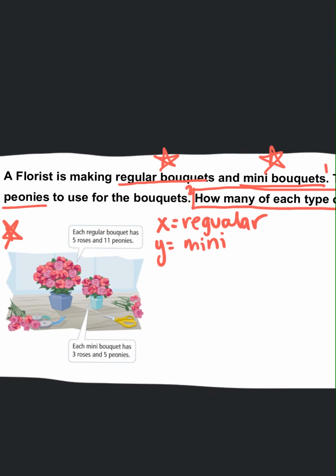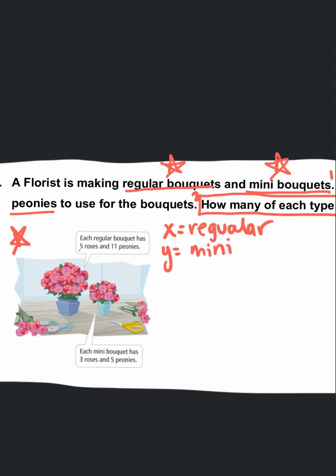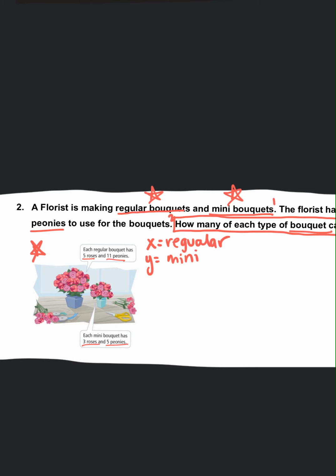So that means I'm going to make one of these an X. Let's make regular bouquets X, and then let's make mini bouquets Y. Now we have more information here in this picture, so we need to look at this picture. It says each regular bouquet has 5 roses and 11 peonies, and then each mini bouquet has 3 roses and 5 peonies. So we're going to make 2 equations, one that represents roses in this problem, and then one that represents the peonies.